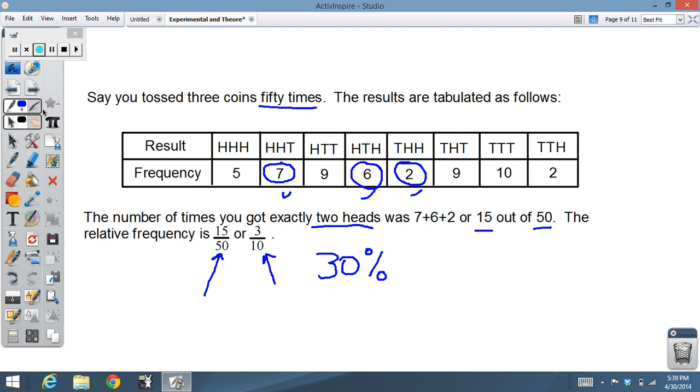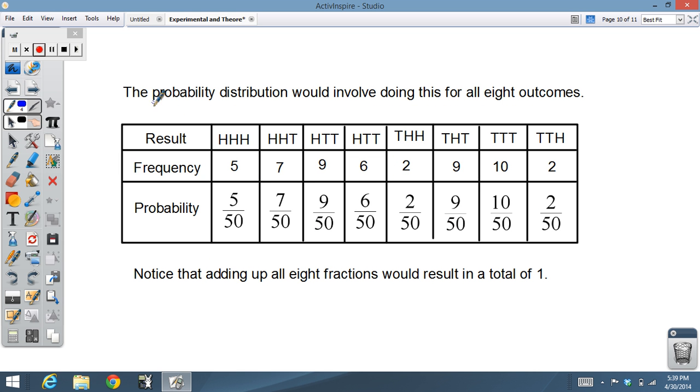Good. Finally, a probability distribution. We would basically take all of the items in our sample set and figure out what the different probabilities are, each individual one, in this case 5 out of 50, 7 out of 50, 9 out of 50, etc., etc., and we would make a table that has all of the probabilities distributed for each of the categories, and we will notice that when we add them all up, of course, one of those 8 things has to happen, so the probability has to total up to 1.